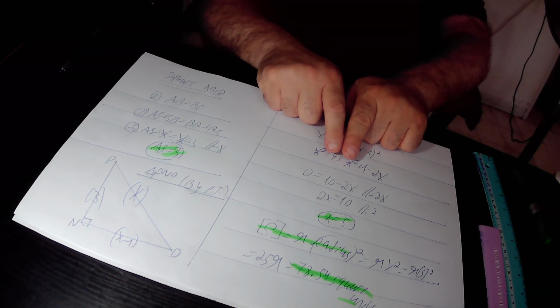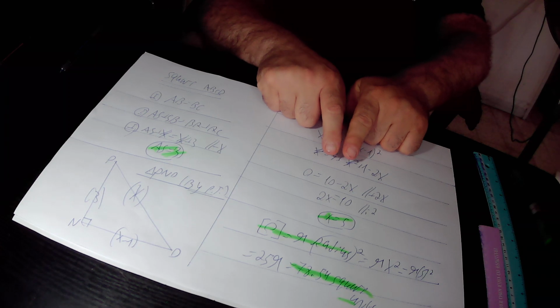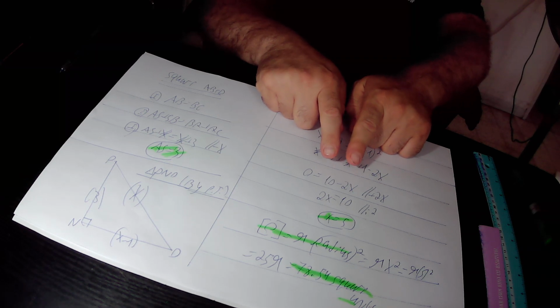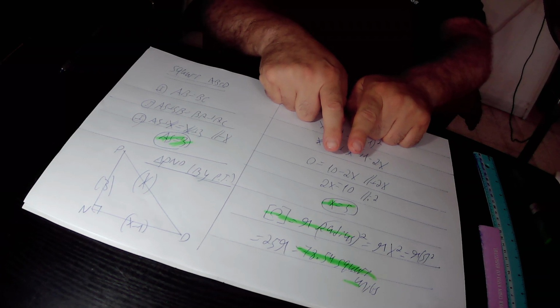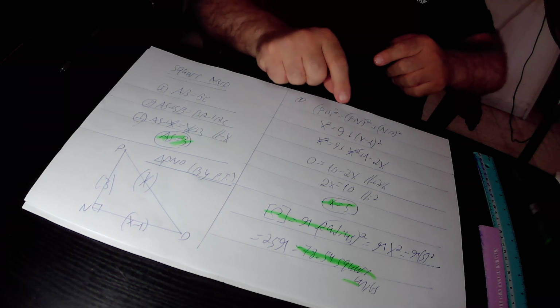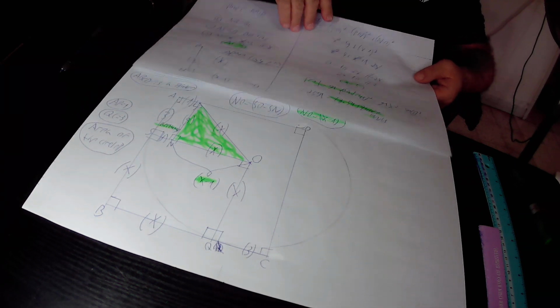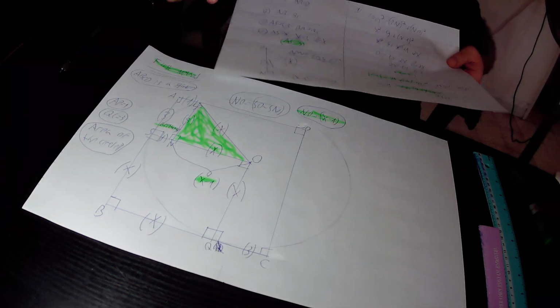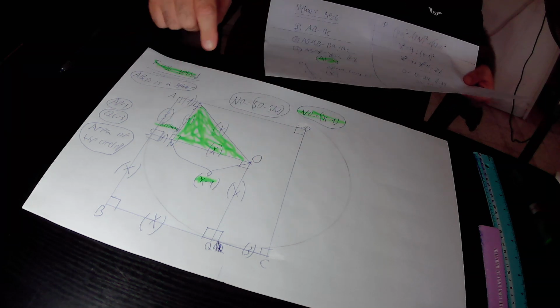Here we added 2x to this equation and finally found out that 2x equals 10. Here we divided this equation by 2 and finally found out that x equals 10 over 2, that is 5. So the radius of this circle, x, equals 5 units in length. Our mission is to find out the area of this circle.